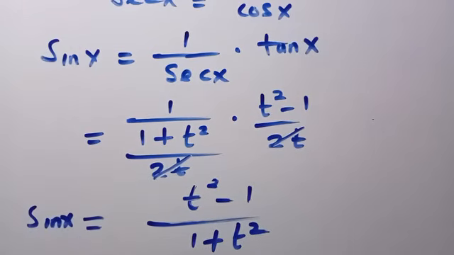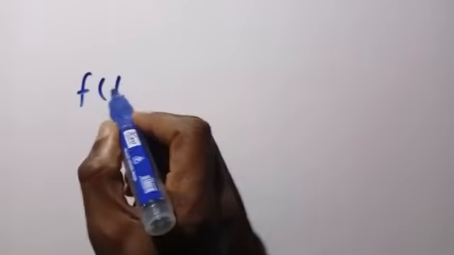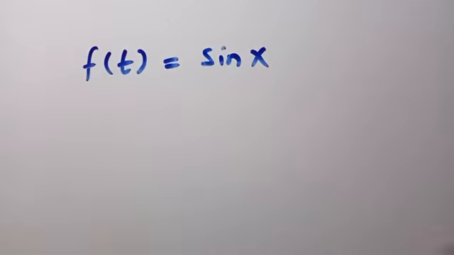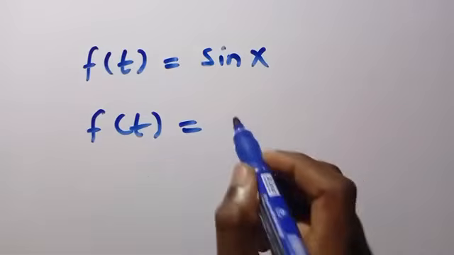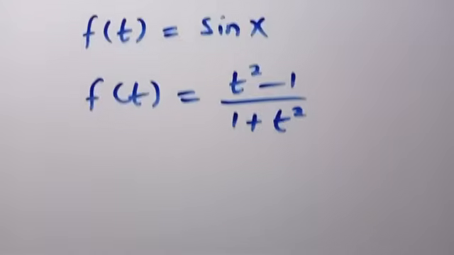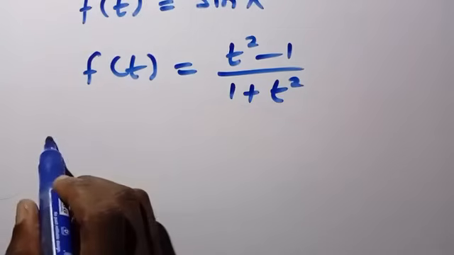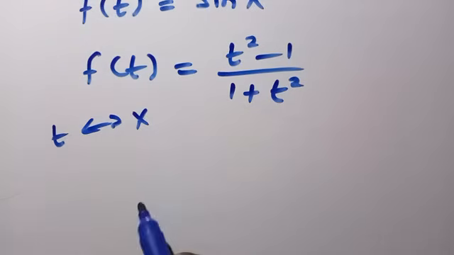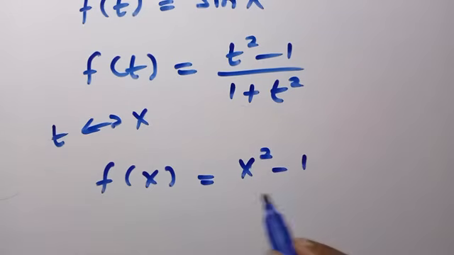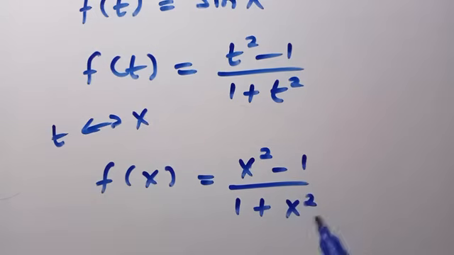Since we have gotten this, the next step is to find our f of x. Let's recall that at the first place, we have f of t equals sine x. And sine x has been derived to be t squared minus 1 divided by 1 plus t squared. Since we need f of x, we just replace t with x. Therefore, f of x equals x squared minus 1 divided by 1 plus x squared. This is the result of the function.